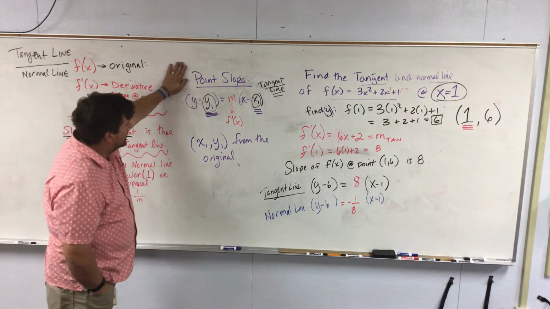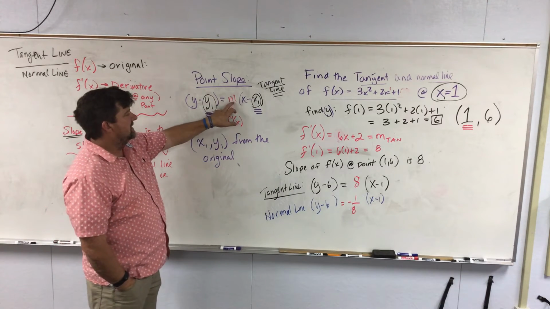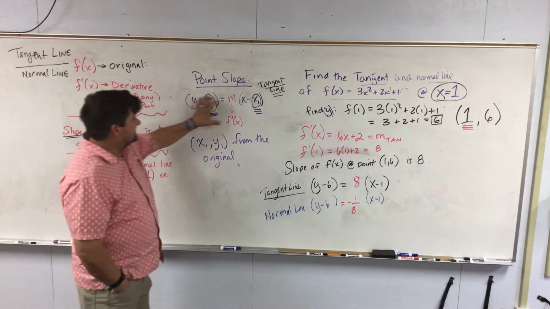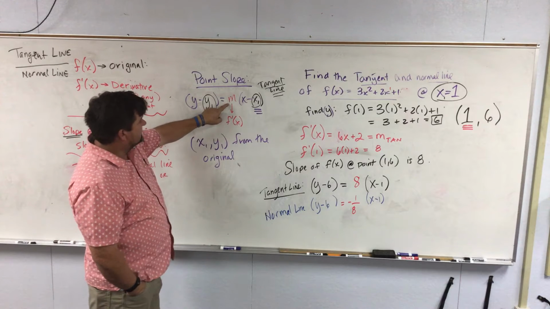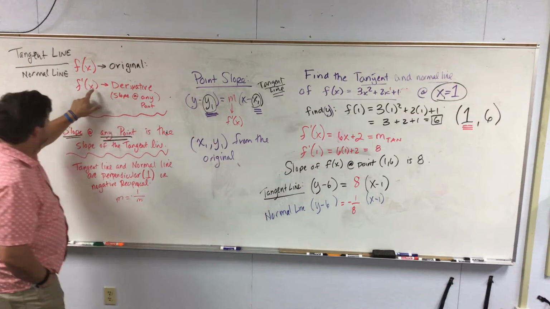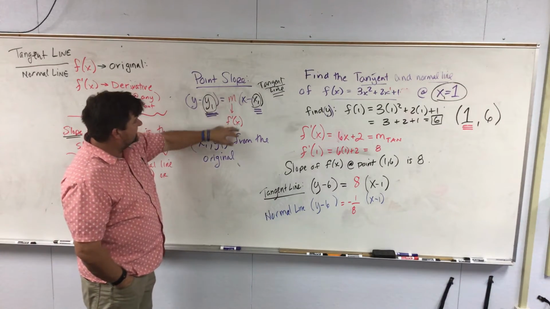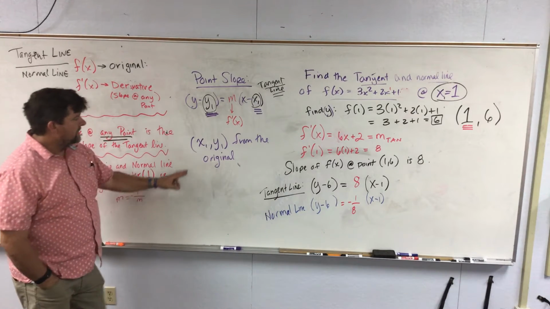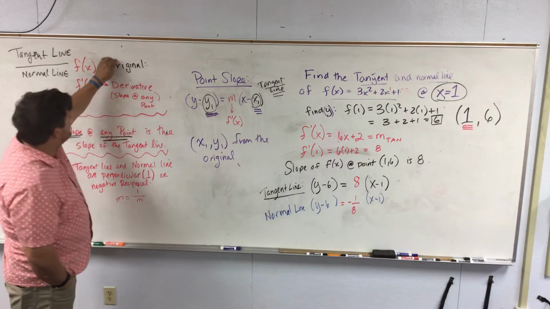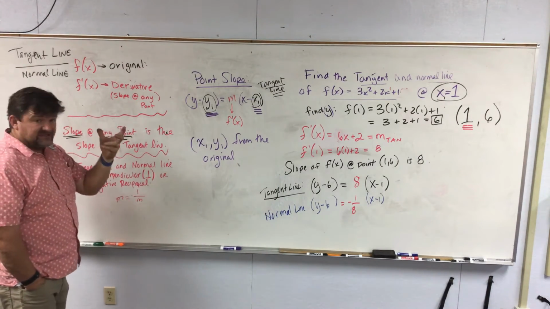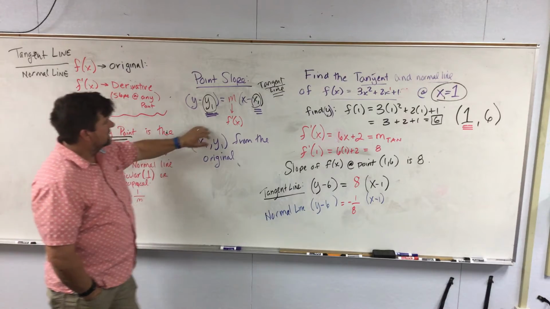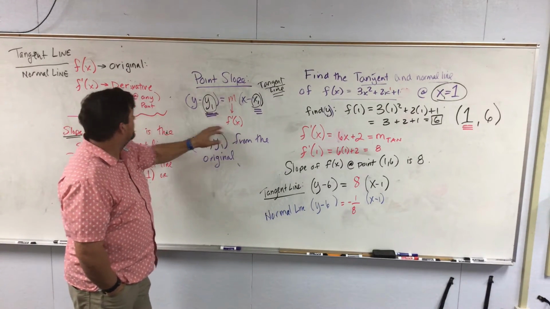We know that point slope is y minus y1 equals m times x minus x1. That's our point slope formula. Now, specifically for the tangent line, our slope is our value of f prime of x, so it's actually the derivative. Now, the x1 and the y1 come from the original function. Make sure you designate the difference between the two. X and y come from the original problem. The slope comes from the derivative.